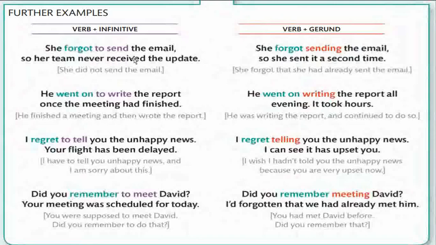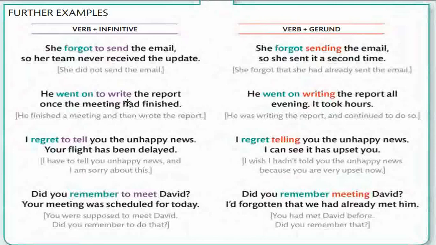She forgot to send the mail to her team. That means she completely forgot what she was supposed to do and never sent the update. She did not send the mail. That is the applied meaning over here. She forgot sending the mail, so she sent it a second time. Over here, forgot sending the mail, that means she completely forgot whether she had sent it or not, so she sent it again. She forgot that she had already sent the mail.